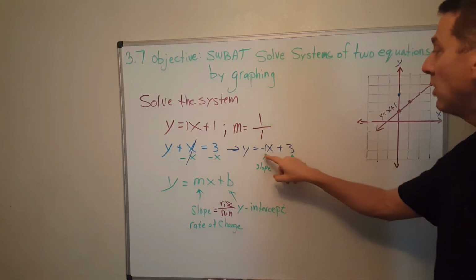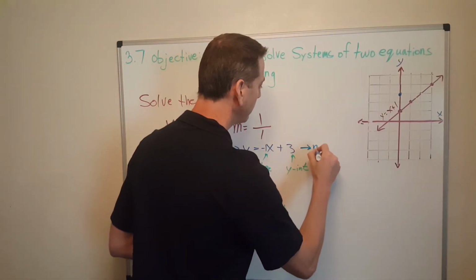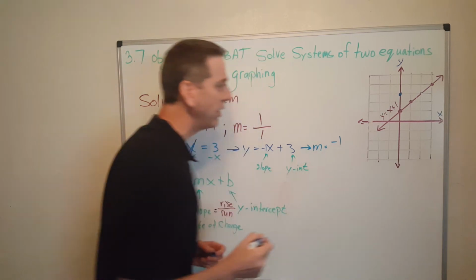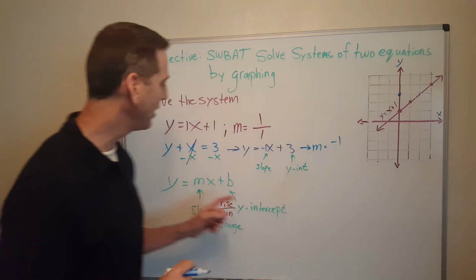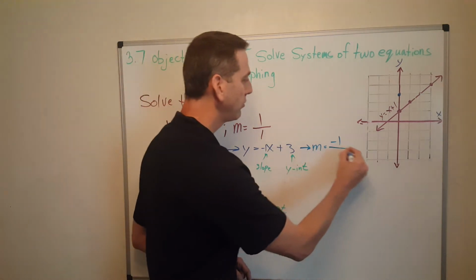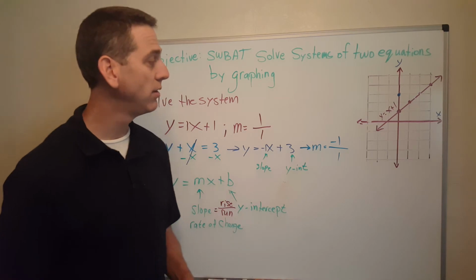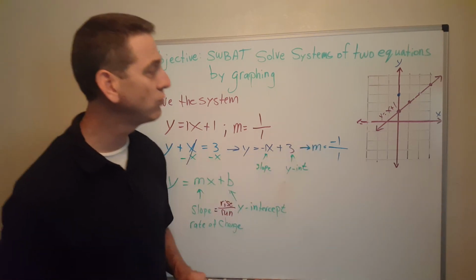Okay, and my slope is negative 1. But again, I need a run, right? I need a fraction here. So I just stick it over 1. Negative 1 over 1 is just negative 1. So my rise is negative 1, my run is 1.